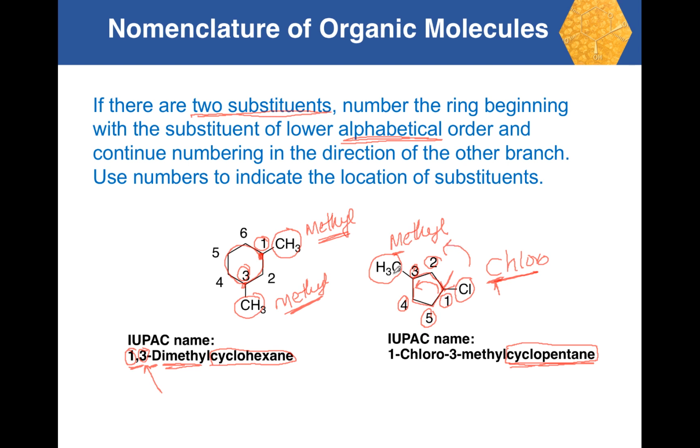So that is why the numbering goes in this direction and not the opposite. With that done, we now have 1 chloro and 3 methyl. Notice C comes before M, so that's why we list the chloro first and the methyl next. It may sound complicated, but it's just a matter of applying the rules here. That's called the IUPAC rules for nomenclature. Let's go on.